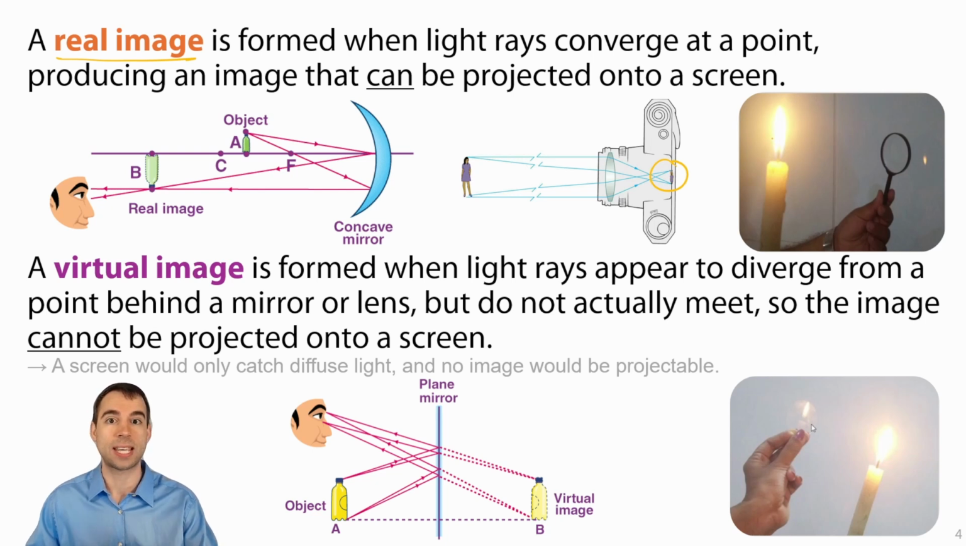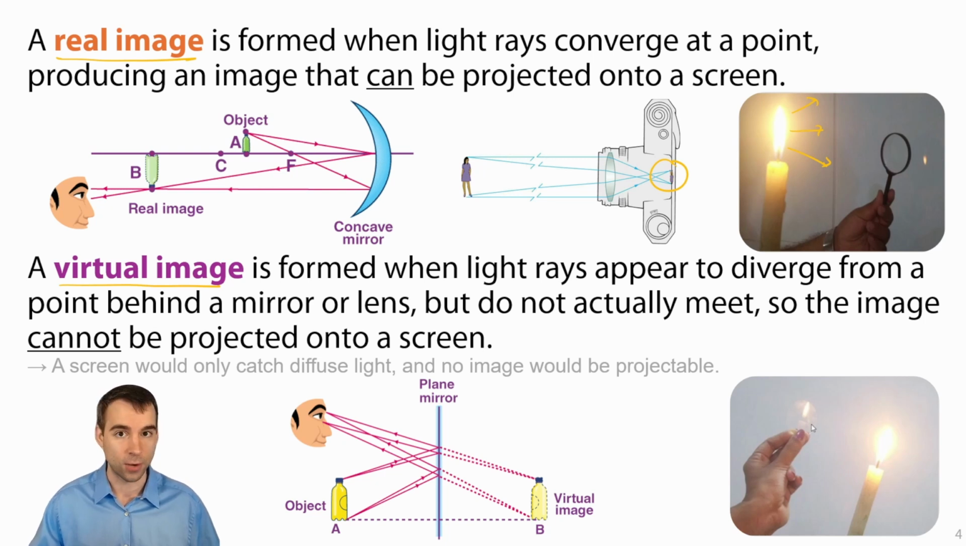So this is what we mean by saying we can project a real image. We have an object, this candle, sending out light rays in every direction. Some of those light rays get picked up by this lens and bent toward this single point, so that you can see that on a screen or a wall behind that lens, we can actually form a real image that can be projected.